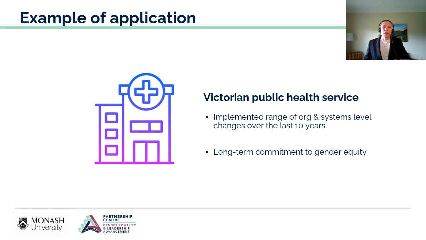So let's have a look at an example of how the maturity matrix can be applied, in this instance in a Victorian public health service. The context in this example is that this health service has implemented quite a range of organisational and systems level changes over the last decade, and has demonstrated a long-term commitment to gender equity.